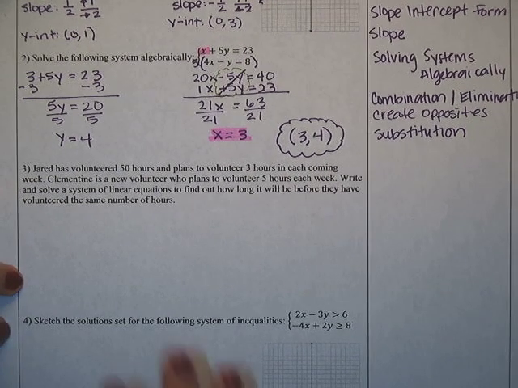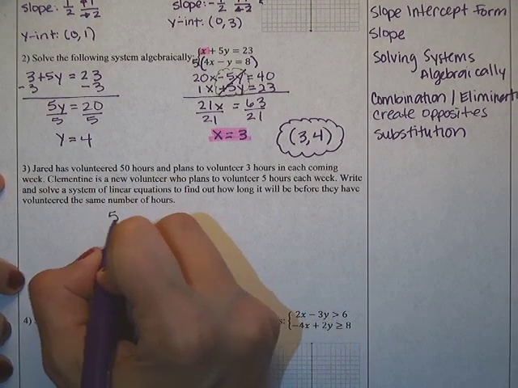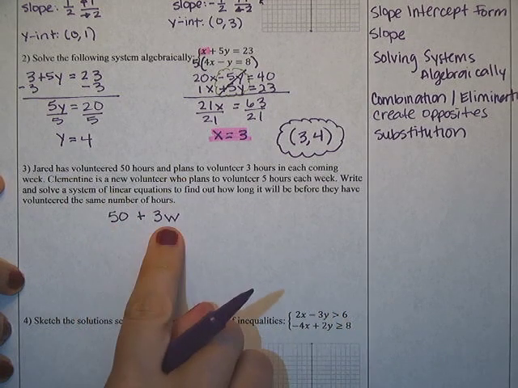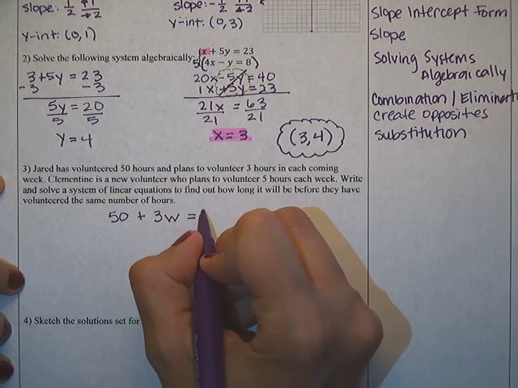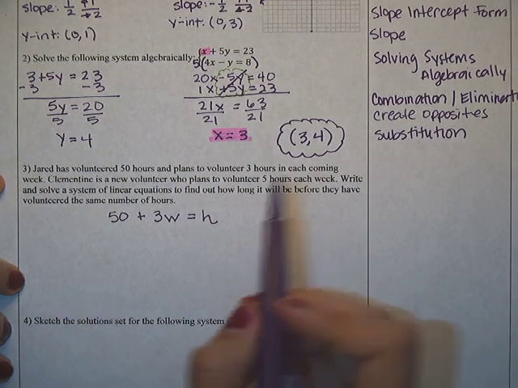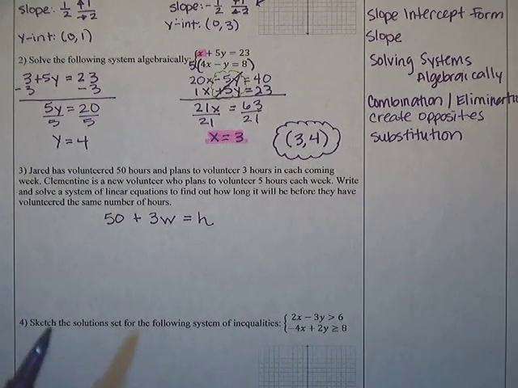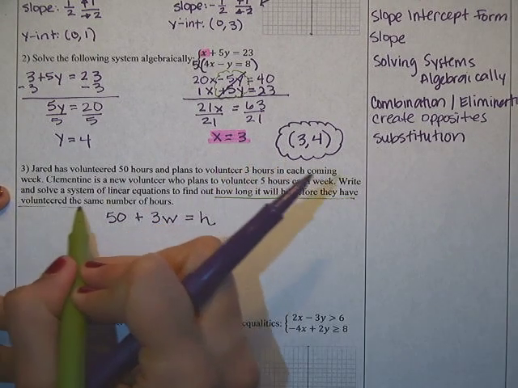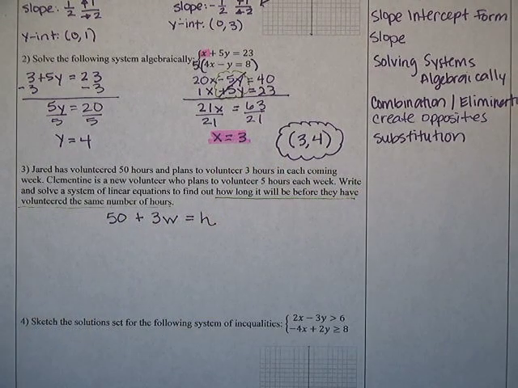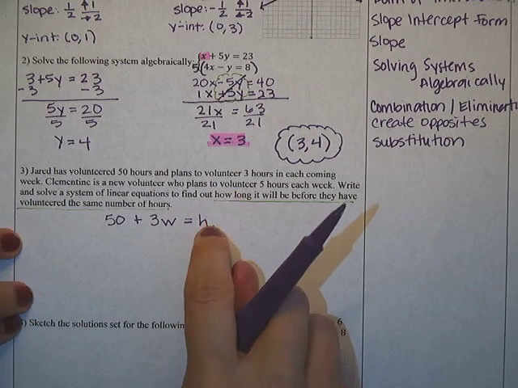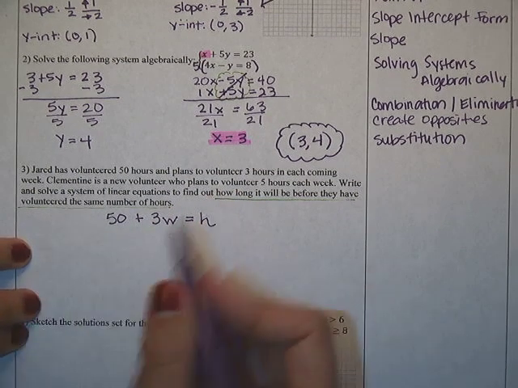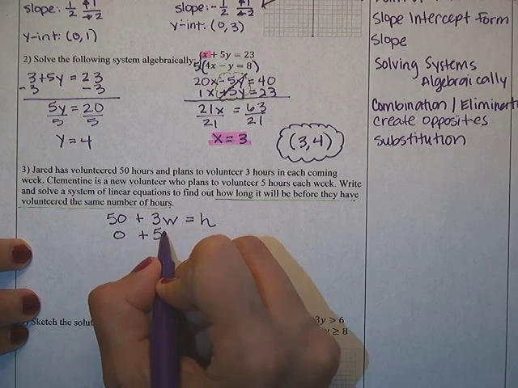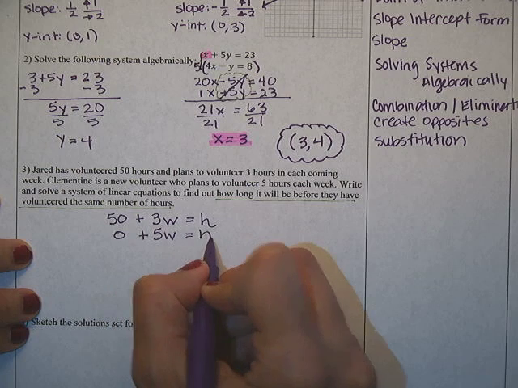Okay, so for Jared, he started with 50 hours, and then he's adding 3 per week. So 50 plus 3w, and that'll equal h, his total hours. The question here was, how long will it take before they have volunteered the same number of hours? So I'm making h be the total number of hours. Now Clementine is starting with 0 hours, but he's also adding 5 per week to make his total hours.